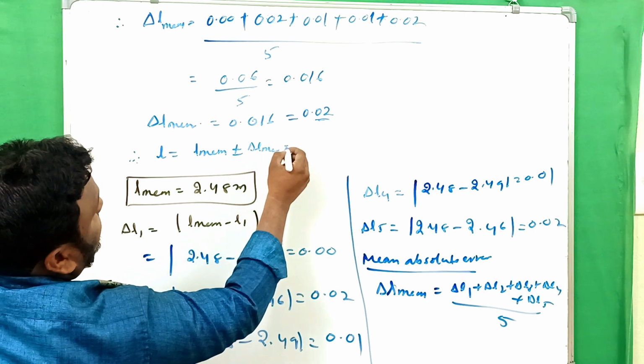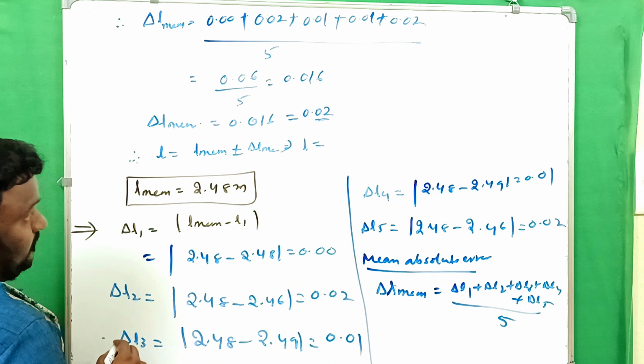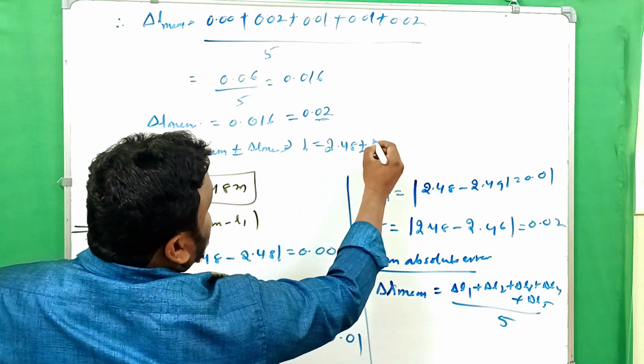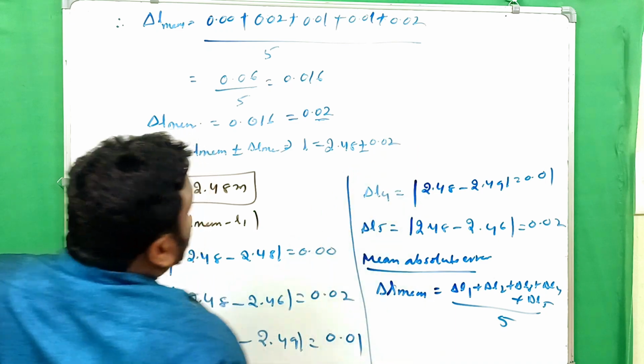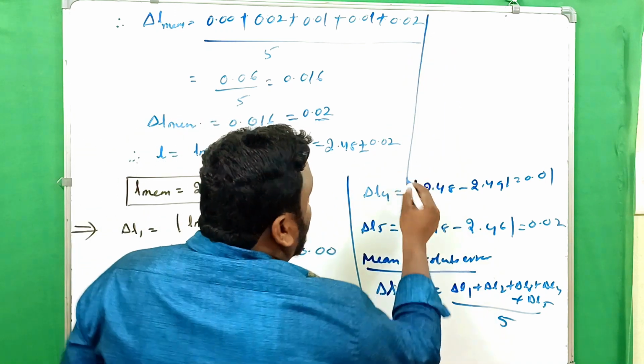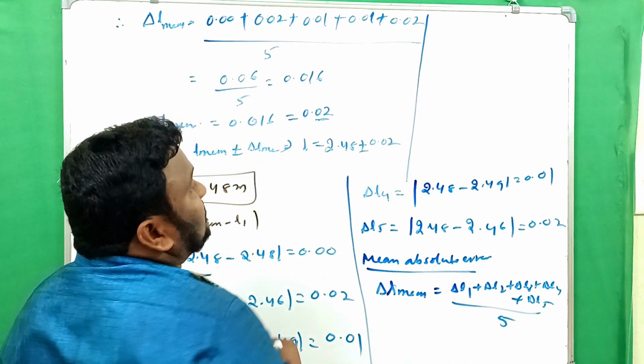Therefore the value should be written as L is equal to L mean plus or minus delta L mean. That is, L is equal to 2.48 plus or minus 0.02. Clear? Now what we have to find out is the fractional value, or percentage error.